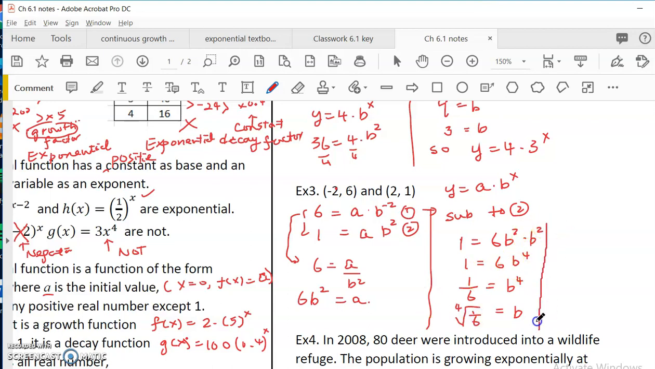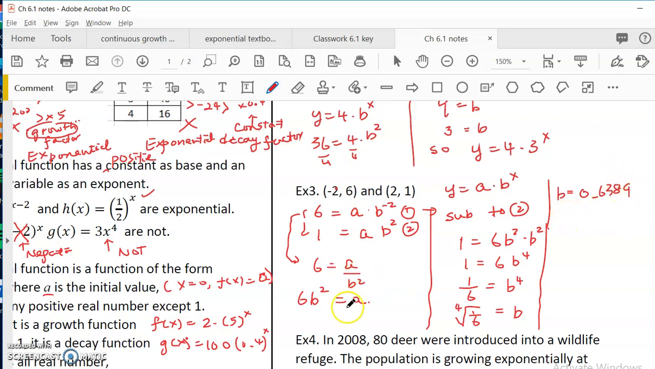So b would equal the 4th root of 1/6, which is 0.6389. You can do more decimal places if you want to.